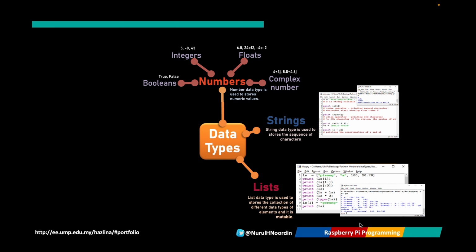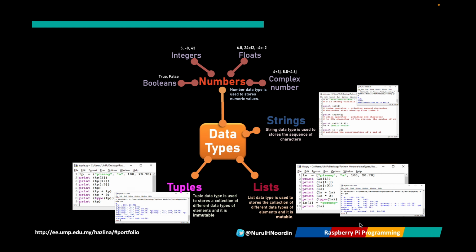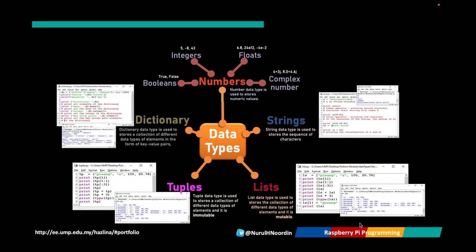Next is the list. Lists are used to store multiple values in a single variable. They are mutable, meaning we can modify them. Next is tuples. Similar to list but cannot be modified after creation. It's useful for fixed sets of values, for example, screen width and height. And finally, the dictionary. It is used to store key value pairs. For example, player stats: name Ali, score 50, life 3.